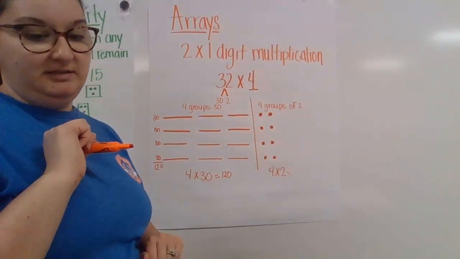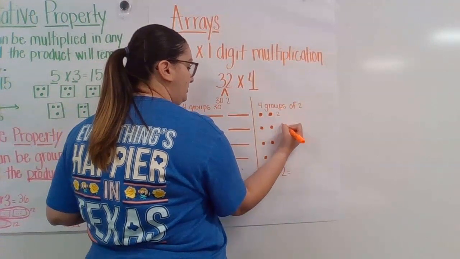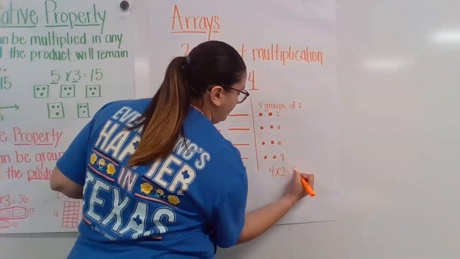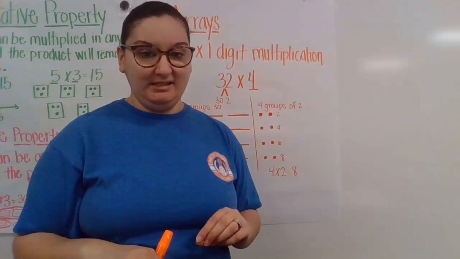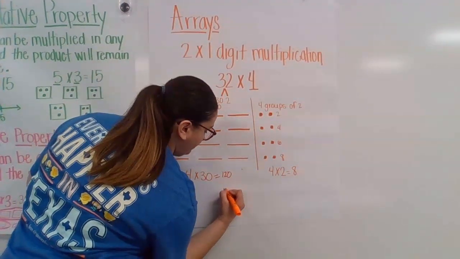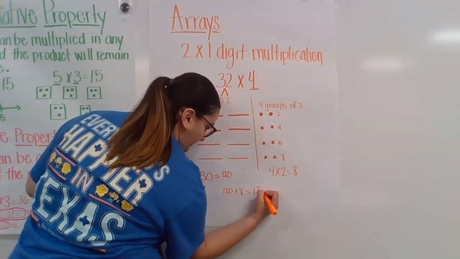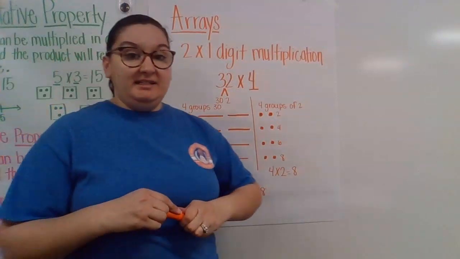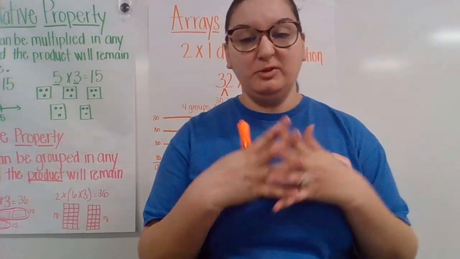Now I'm going to go count my ones. And guys, we can count by twos. 2, 4, 6, 8. 4 times 2 is 8. So my product for my ones place is 8. And then, guys, I'm going to add these together. So 120 plus 8 equals 128.